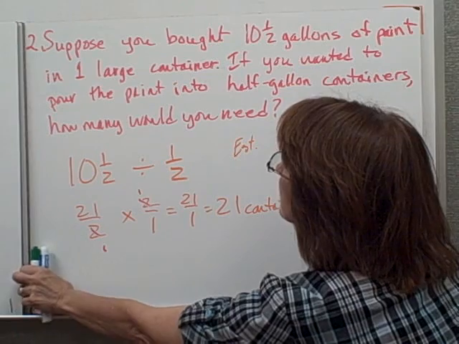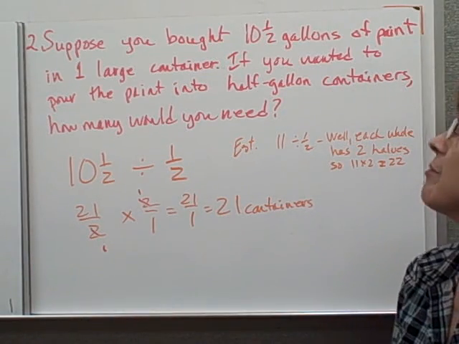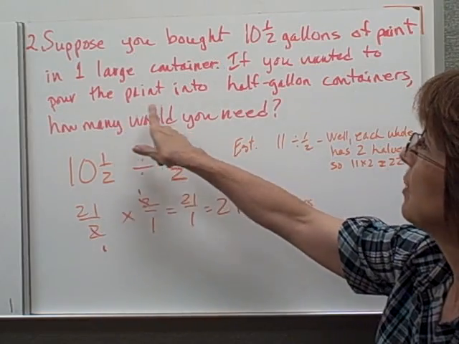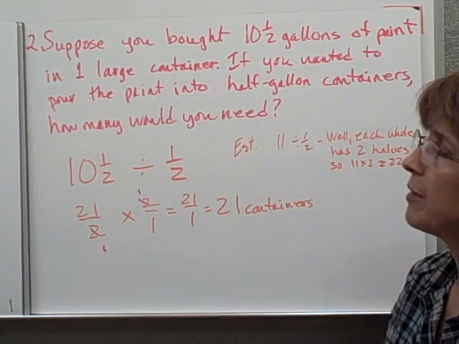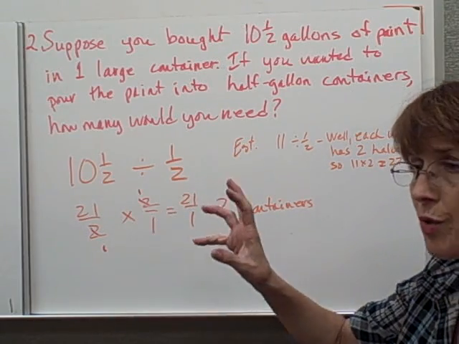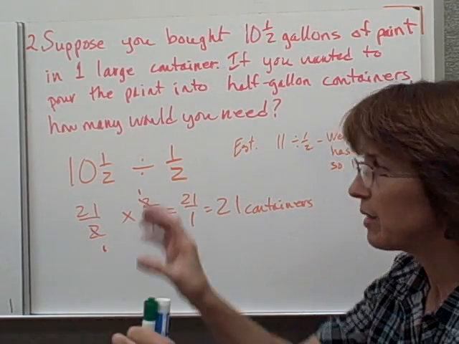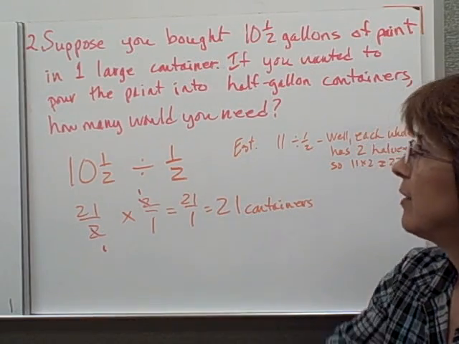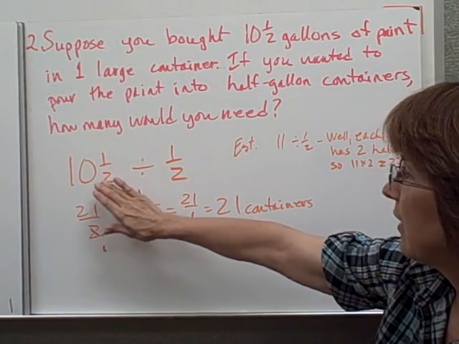All right, suppose you bought 10.5 gallons of paint in one large container. And if you wanted to pour the paint into half-gallon containers, how many half-gallon containers would you need? That's really what I'm asking. So it's a division, because you're trying to get equal groups. You're separating this big container into separate equal groups. That's division. So you have 10.5 divided by half.